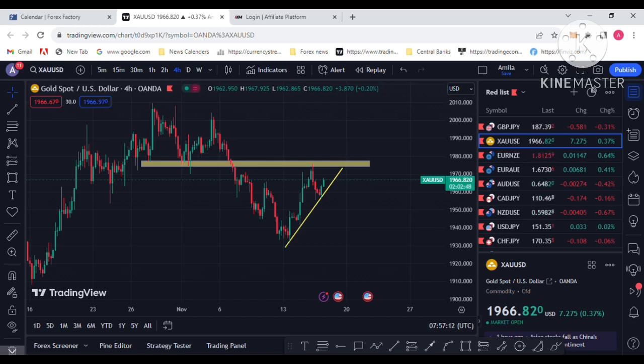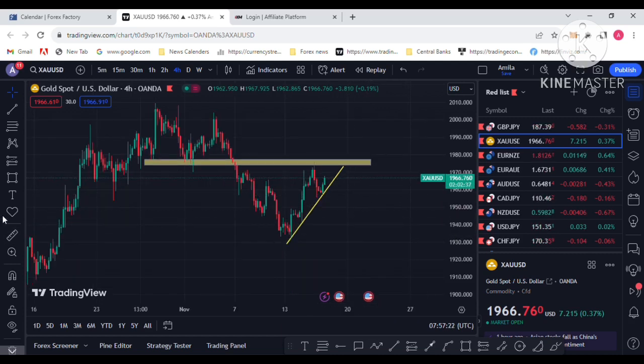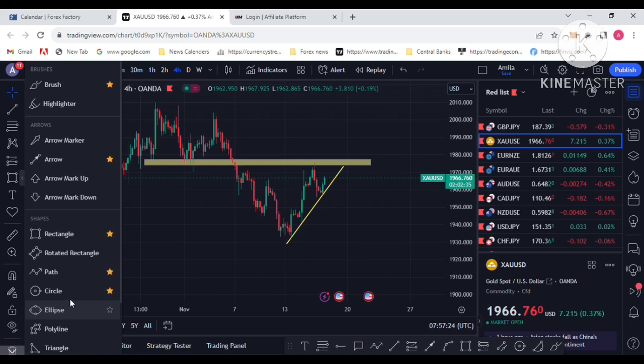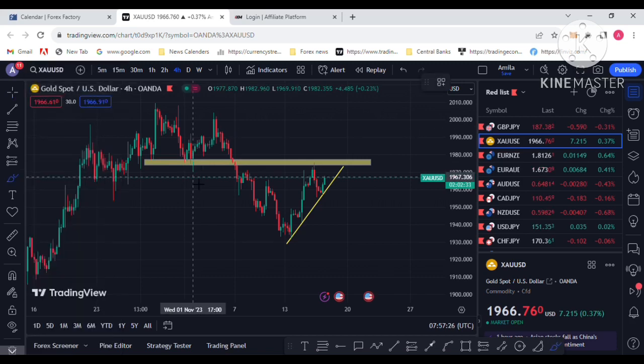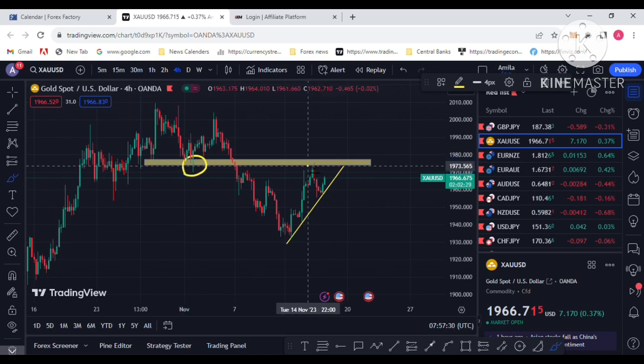So I am on a 4-hour chart. You can see that I am marking a trend line. Price went to the upside because of the CPI data dropped in the USA. Then the yellow color line is the maximum pain level. You can see this is the support. This support has become resistance in here.